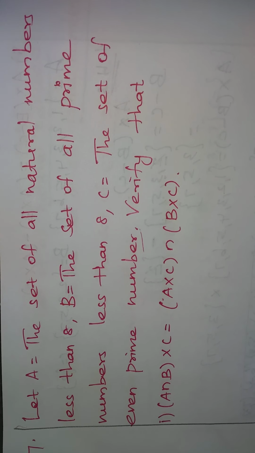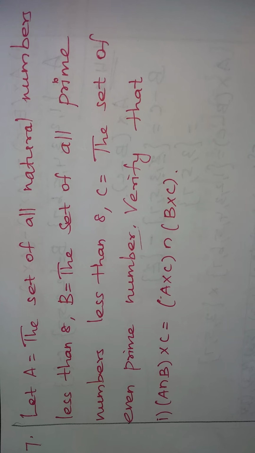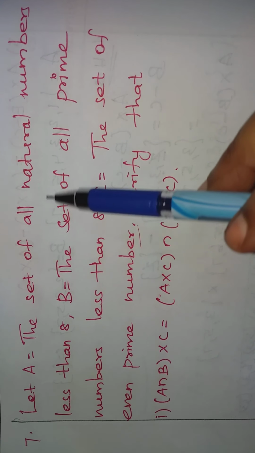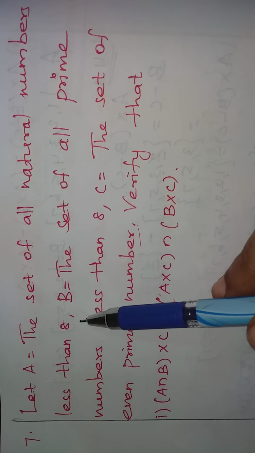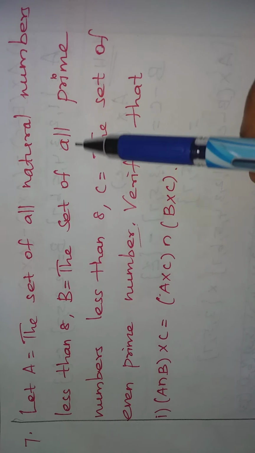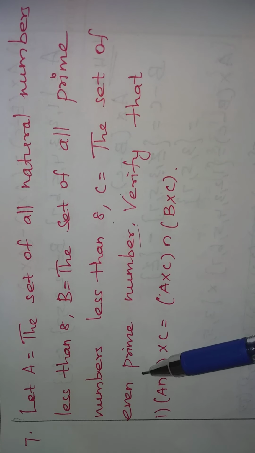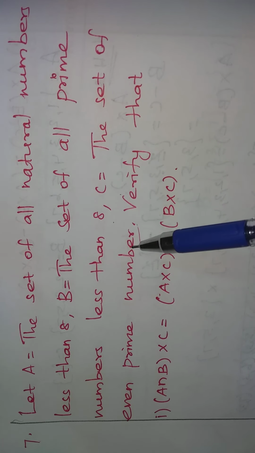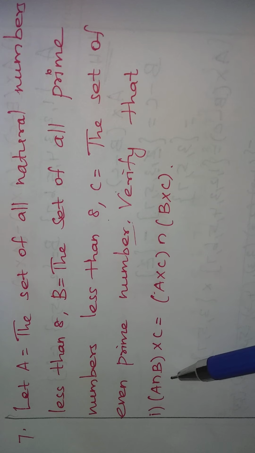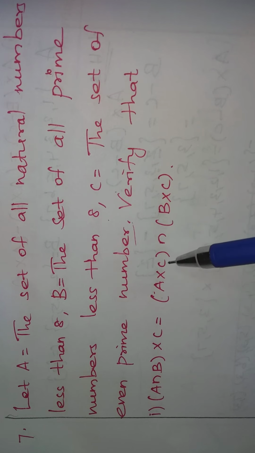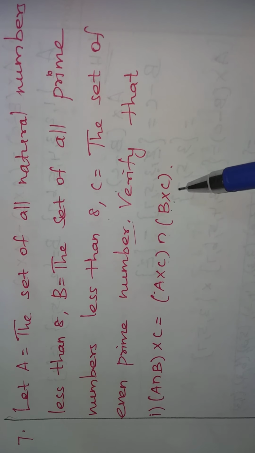Now we are going to see the last sum of exercise 1.1, the 7th sum. Let A equal to the set of all natural numbers less than 8, B equal to the set of all prime numbers less than 8, C equal to the set of all even prime numbers. Verify the two subdivisions. First one, A intersection B cross C equals A cross C intersection B cross C.